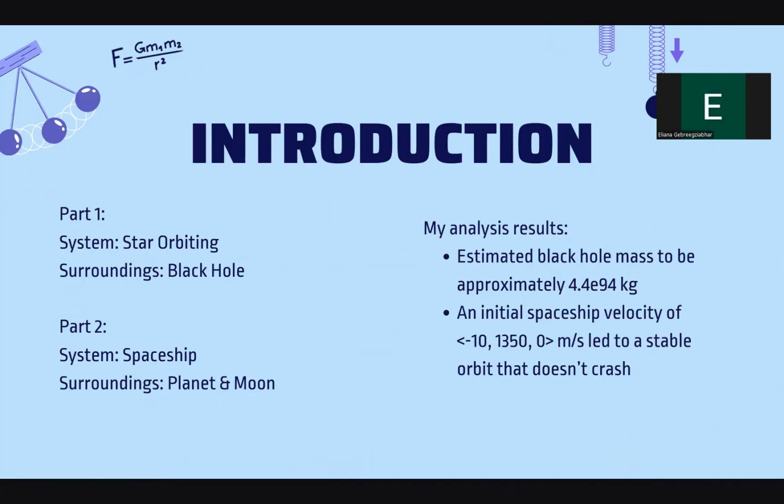In part one, the system was the star that was orbiting, and the surroundings was the black hole. In part two, the system was the spaceship, and the surroundings was the planet and the moon. Just an overview of the results: for the first part of the lab, the black hole estimated mass was approximately 4.4 times 10 to the 94 kilograms, and an initial spaceship velocity of -10, 1350, and 0 meters per second led to a stable orbit that didn't crash.